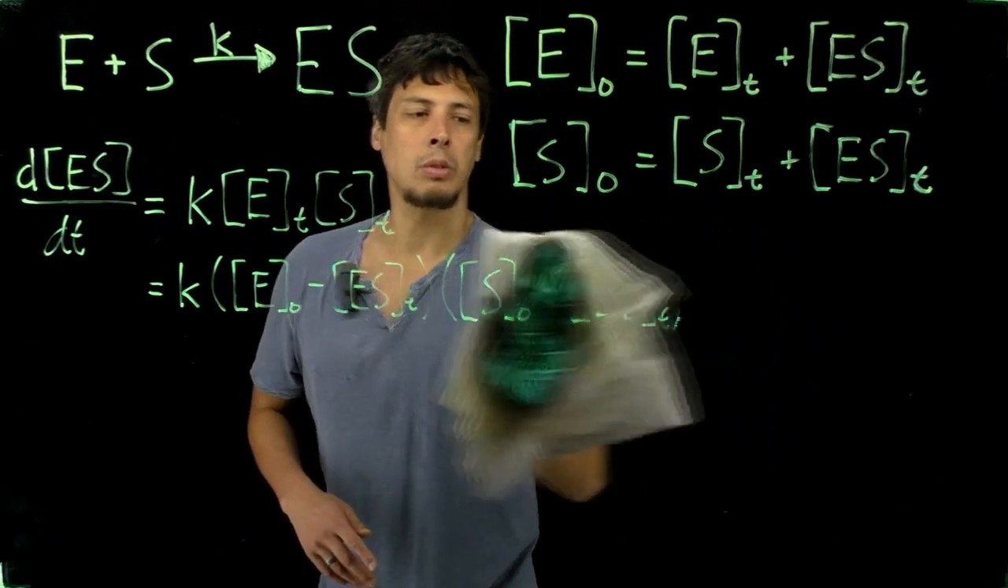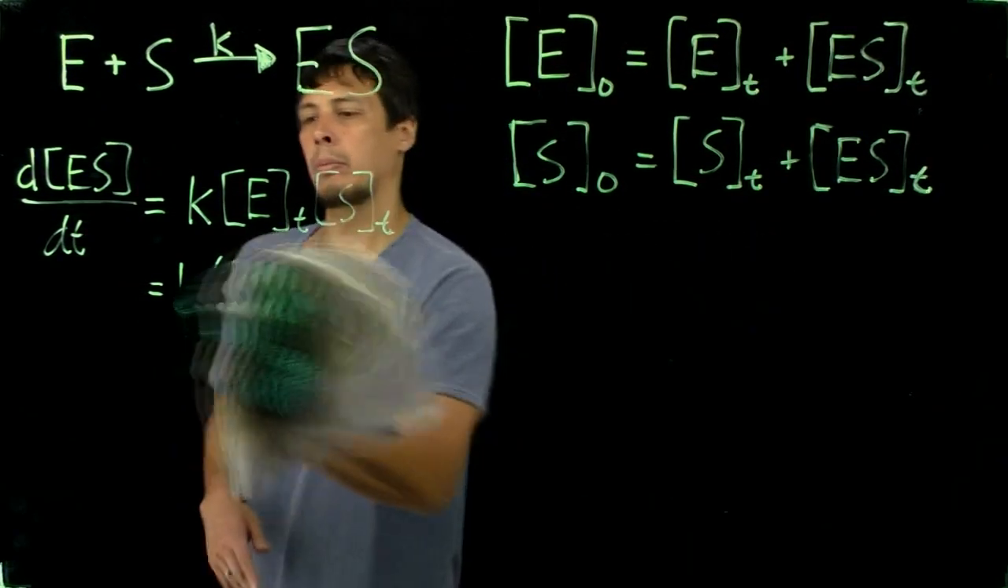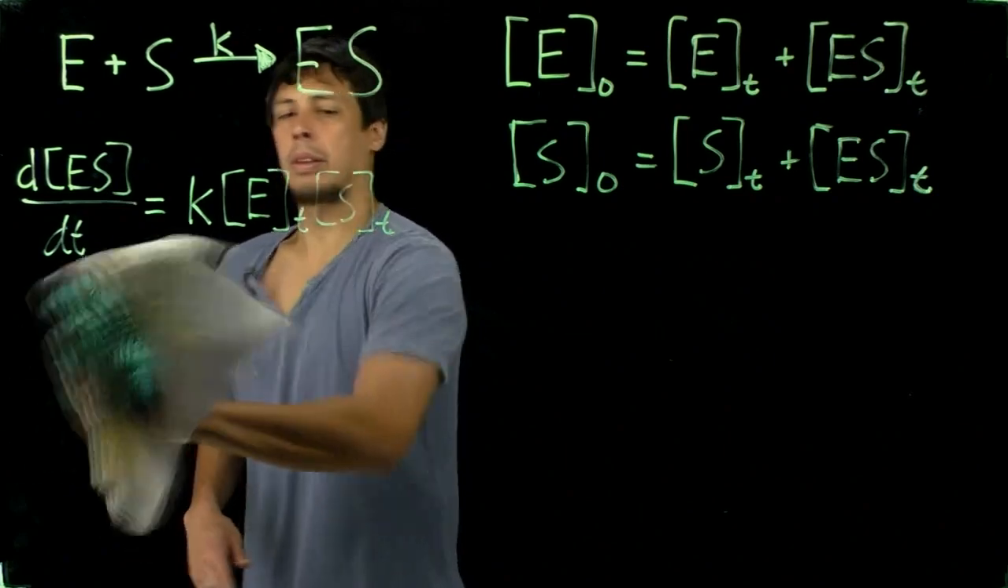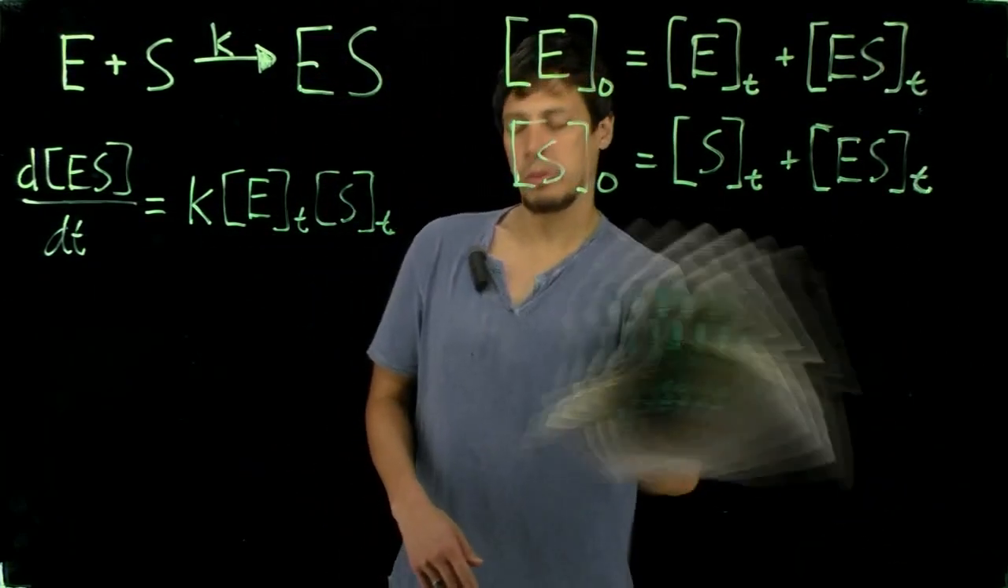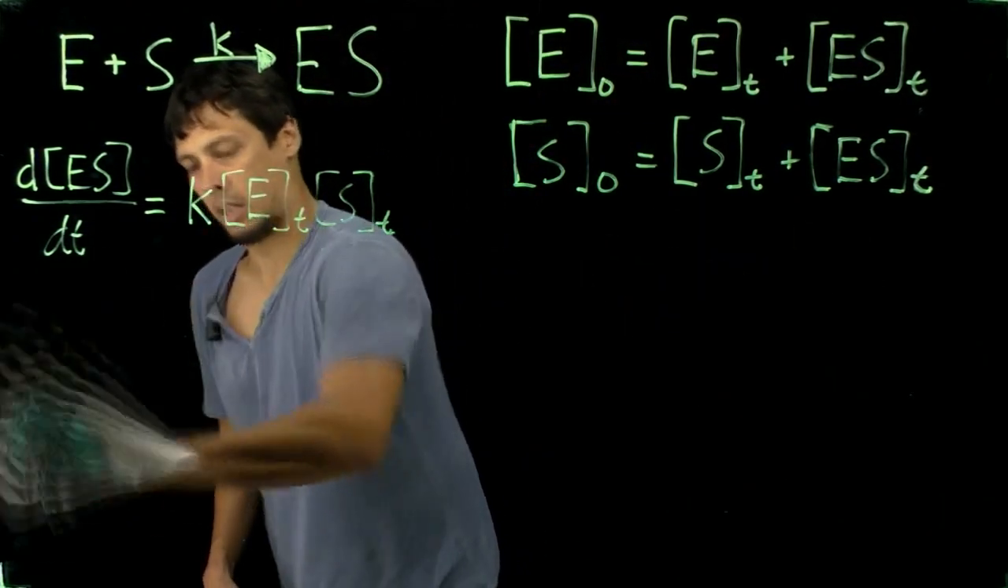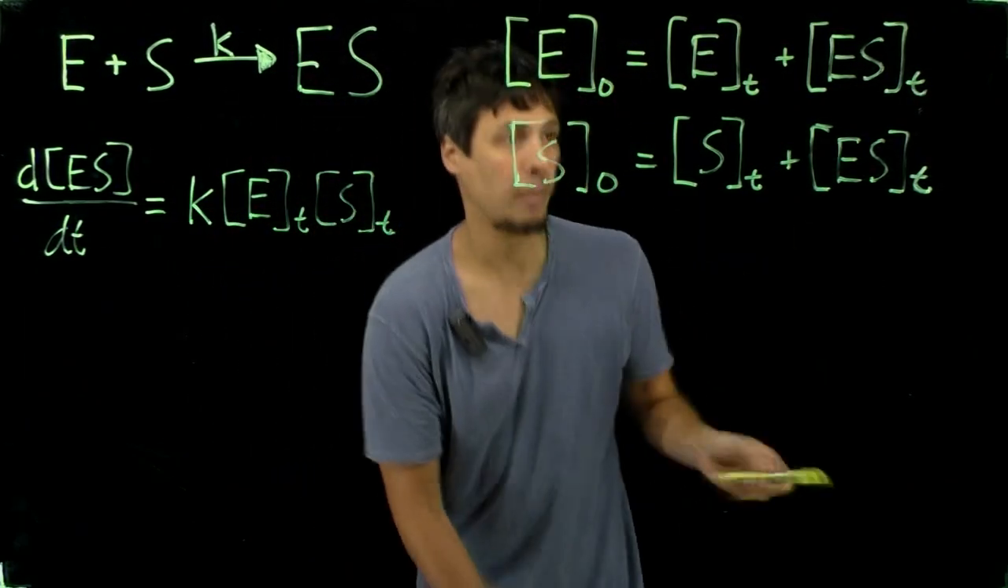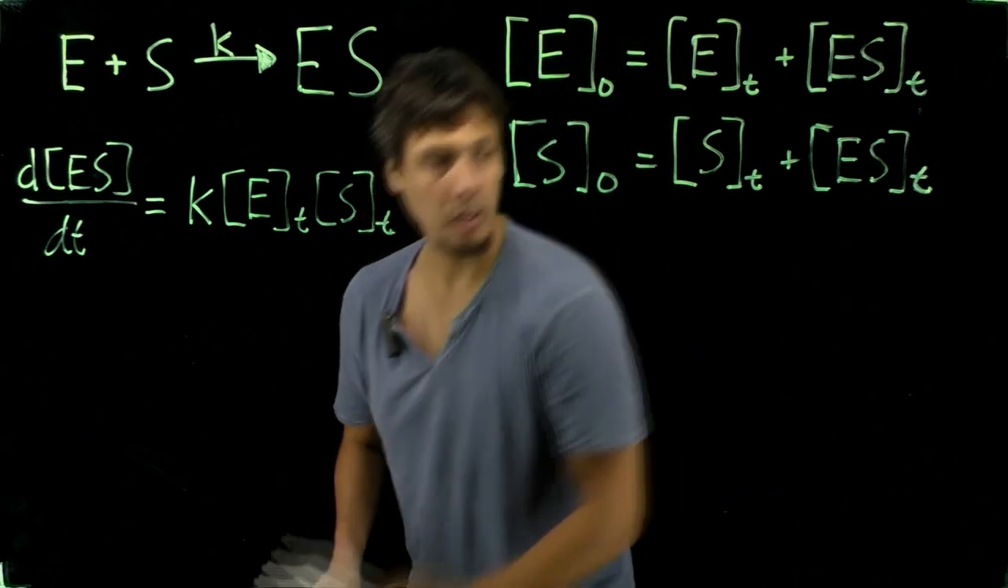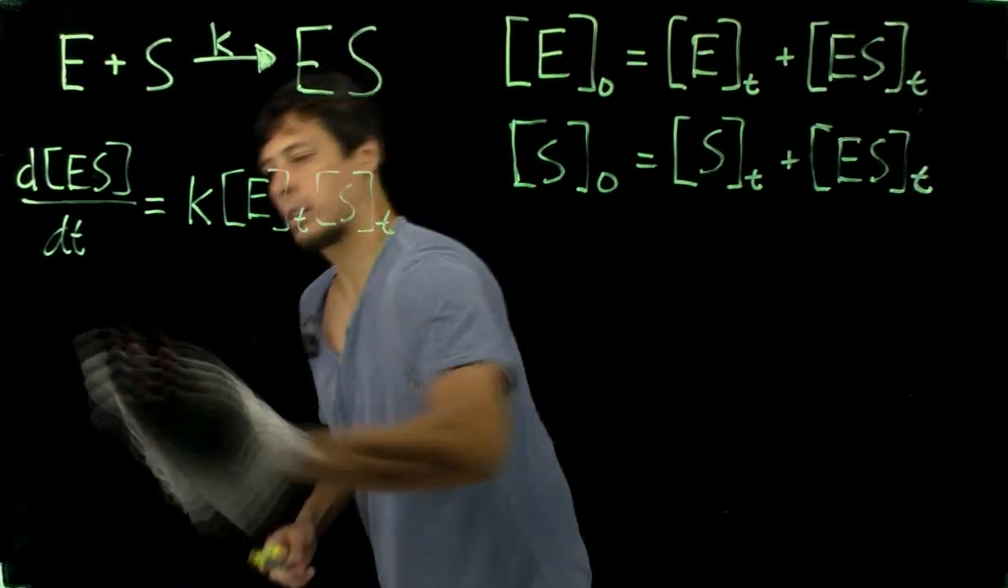So instead, we use a trick in order to make the math simpler. And the way we do that is we use what's called pseudo first order conditions.